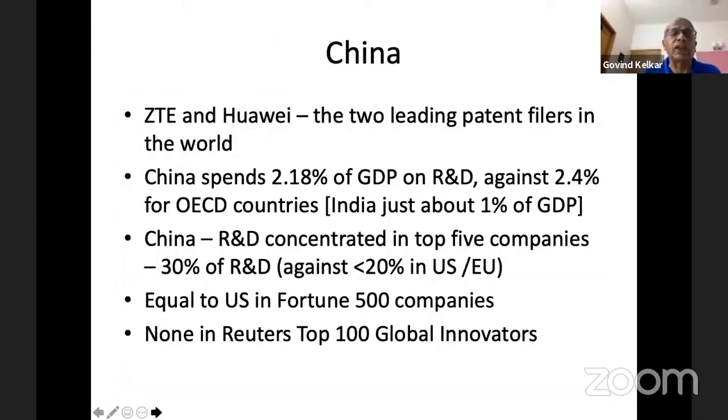So let's look a little more in detail at China. You have the two telecom equipment giants, ZTE and Huawei, who are in a battle with the USA to see who will dominate the 5G telecom technology in the world. These two companies are now the leading patent filers in the world. China spends 2.18% of GDP on R&D against 2.4% for all the OECD countries together, while India spends just about 1% of GDP. In China, R&D is concentrated in the top 5 companies, 30% of it, and that is equal to the US Fortune 500 companies. But of course, none of the Chinese companies are still within the top 100 global innovators.